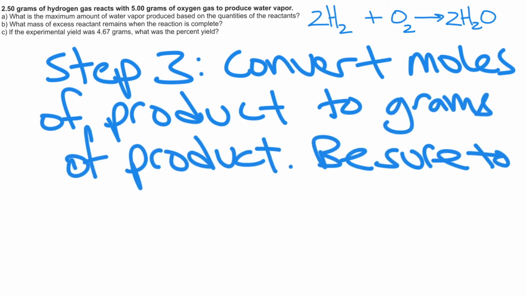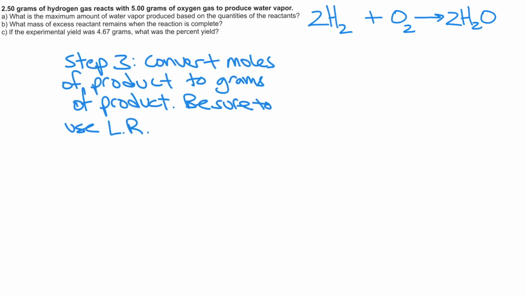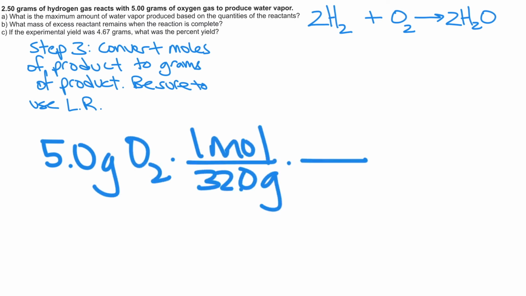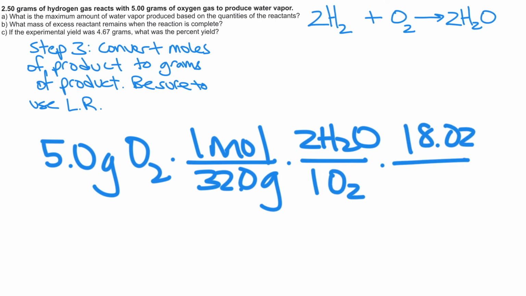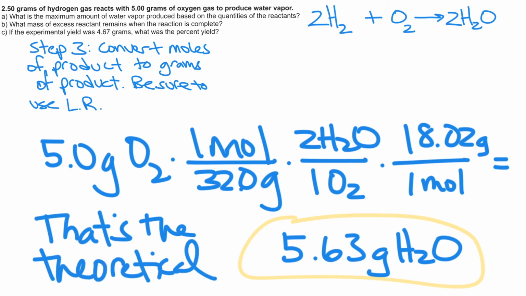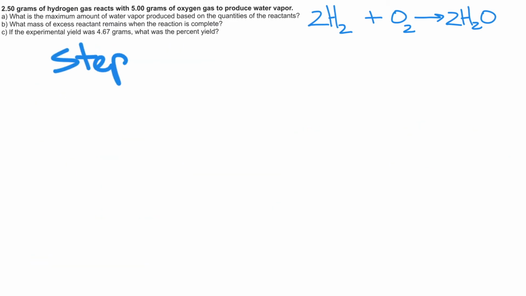Alright, so now that we know that oxygen is a limiting reactant, we find the mass of water vapor. That's called a theoretical yield. Theoretical yield. It's what can be made in a perfect reaction situation. We'll use that one later.